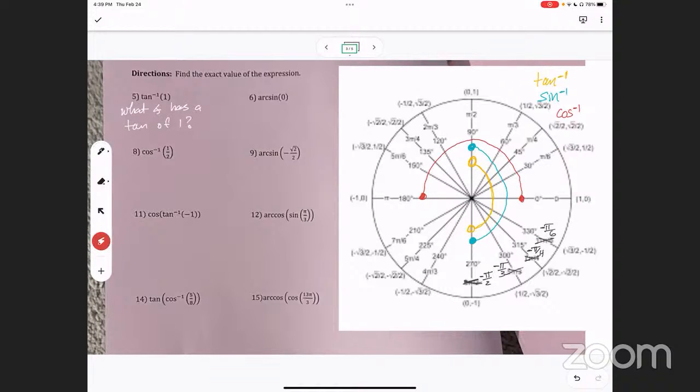Well, there's two, right? There's this one and there's this one. But which one do I want to use? Look at the yellow. I want to use this one, because the one in the third quadrant is not in the range. It's not in the range. So your answer is now.